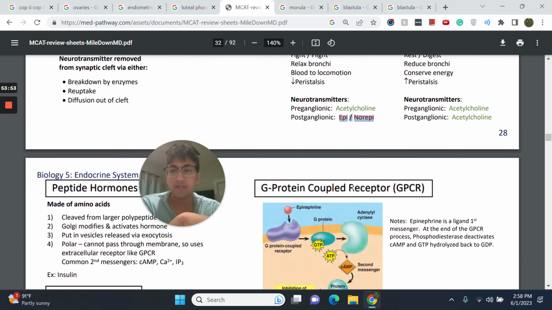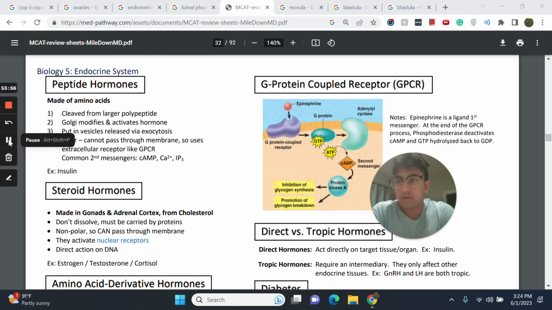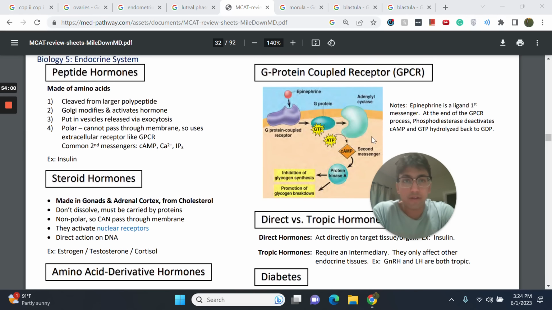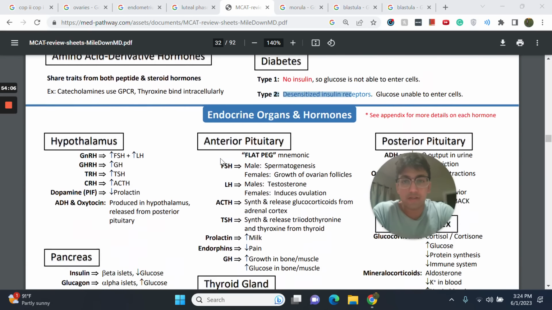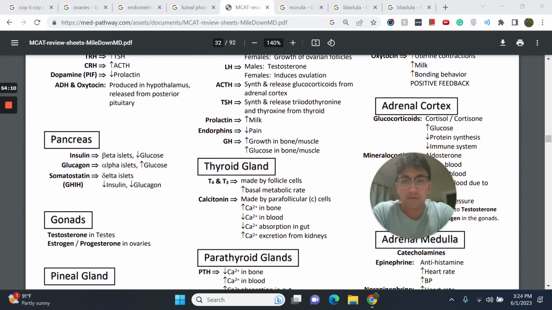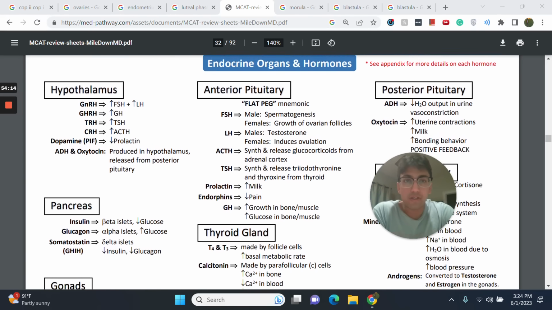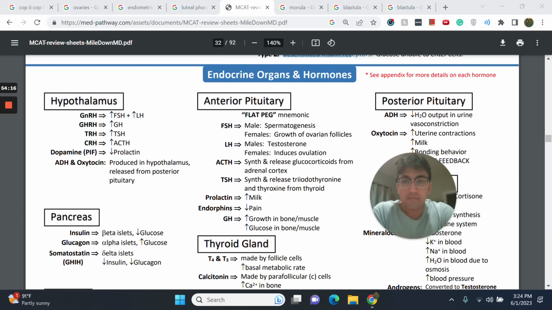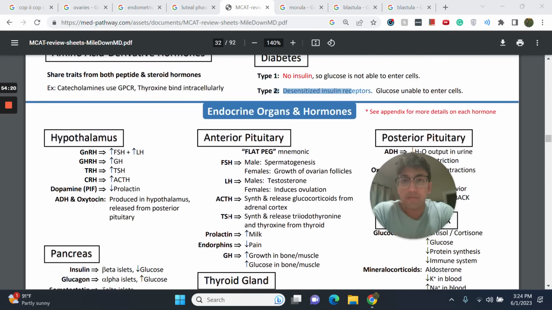The next concept is the endocrine system, which is also very, very high yield. All right, so this is the endocrine system, and out of everything that we've looked at so far, this is probably the most high yield information that I'm going to tell you, especially this part. If you know these endocrine organs and hormones, then you're probably going to get a good number of questions right, just because this is a lot of the things that are tested in the biology section of the MCAT.